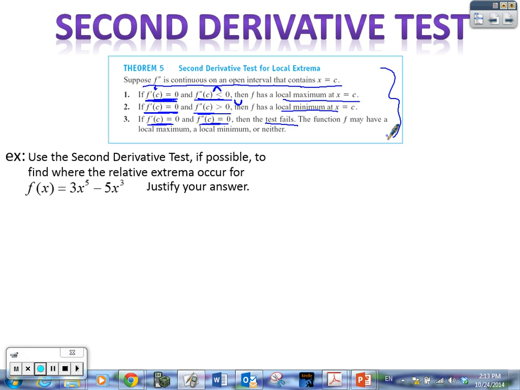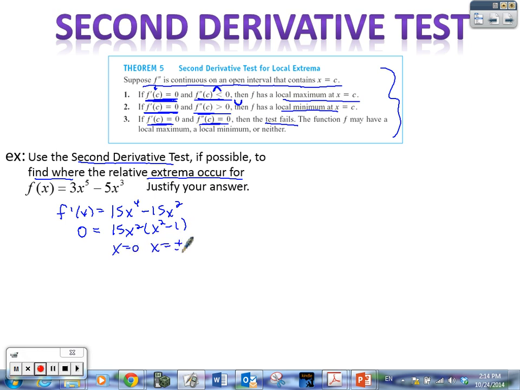All right, questions on that test? All right, let's practice it. We're going to use the second derivative test to find where the relative extrema occur for this particular function. In order to do that, we need the first derivative. We need to find the first derivative and set it equal to 0. So our first derivative would be 15x to the fourth minus 15x squared. We would set it equal to 0 and factor. Okay, so x is 0 and x is plus or minus 1.